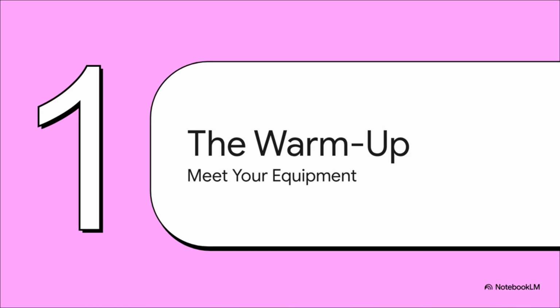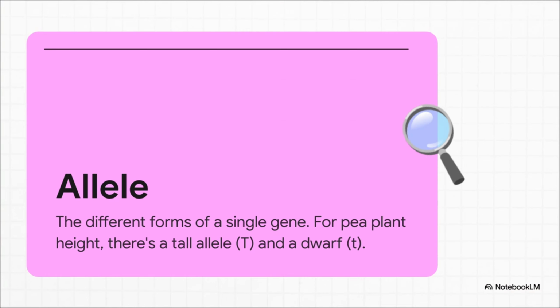Okay, so before any good workout, you gotta warm up, right? For us, our equipment is the vocabulary. We need to get a really solid grip on these core terms that, honestly, Gregor Mendel himself gave us. So first up, alleles. What are they? The easiest way to think about them is just as different options or maybe different flavors for the same gene. So for the gene that controls pea plant height, the options are a tall allele and a dwarf allele. Pretty simple, right? Each parent hands down one of these options to its kid.